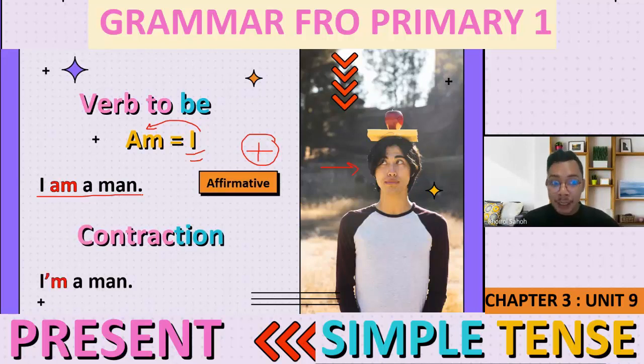Contraction: I'm a man. I am a man becomes I'm a man. This is the way to contract. Everyone repeat after me: I am a man. Contraction, I'm a man. This is I, so with I we use am. If you want to say you are a woman, you can say I am a woman. If you are a boy or a girl, you can say I am a girl or I am a boy. Contraction: I'm a girl, I'm a boy.